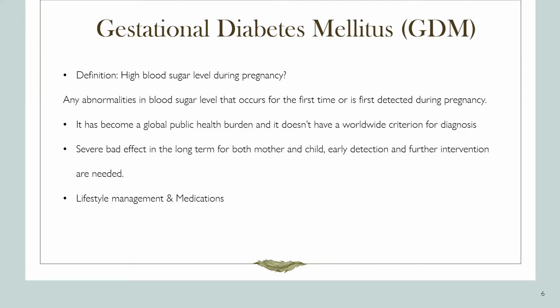Gestational diabetes mellitus has become a global public health burden, but when I searched for its diagnosis criterion, there isn't a worldwide one. So different countries use different criteria for diagnosis. Gestational diabetes mellitus has severe bad effects in the long term for both mother and child. So it is important to test early and implement interventions in the management. Lifestyle management and medications work together in the treatment of gestational diabetes mellitus.